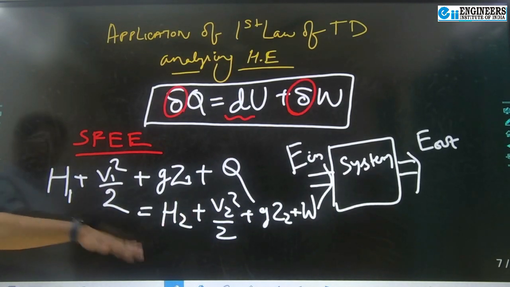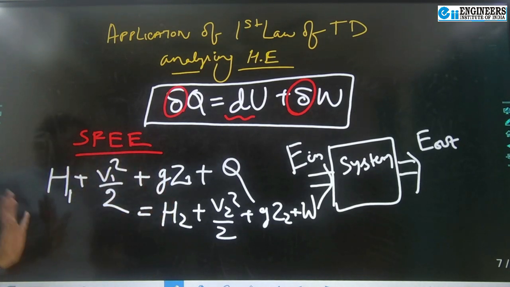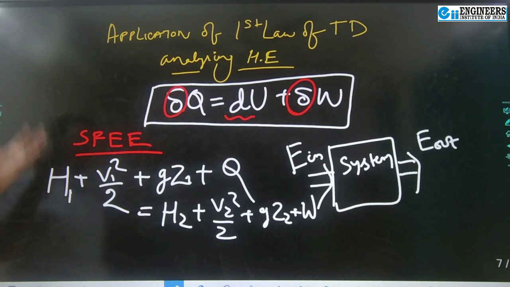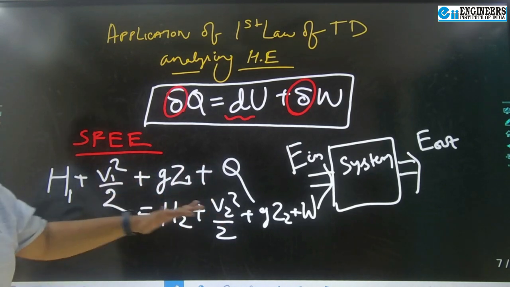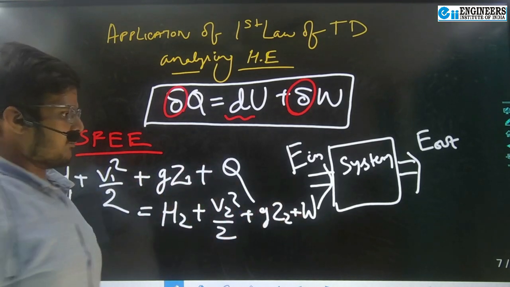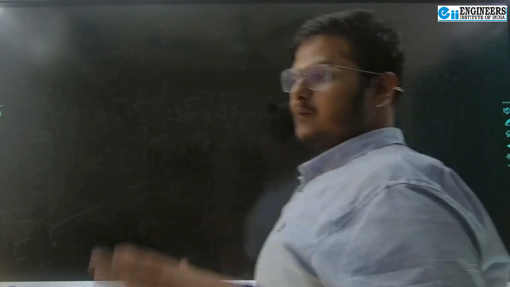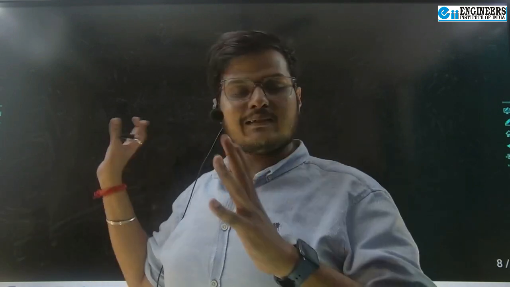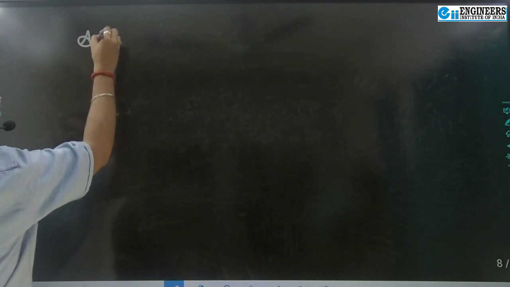Please note it down, because we will be shifting to the next page and deriving how heat exchangers are analyzed using the fundamentals of the first law of thermodynamics. So H1 plus V1 square by 2 plus gZ1 plus Q is equal to H2 plus V2 square by 2 plus gZ2 plus W. Now, moving towards the system, let's understand some of the basic assumptions that we take in analyzing the heat exchanger problem.